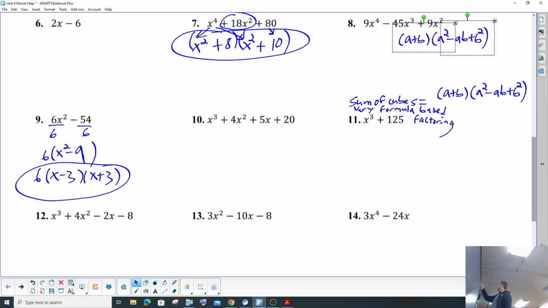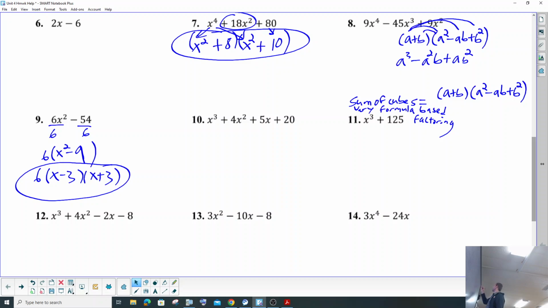So basically the reason why we get that formula is when you multiply it out, that's a cubed. a times negative ab is negative a squared b. a times b squared is a positive ab squared.